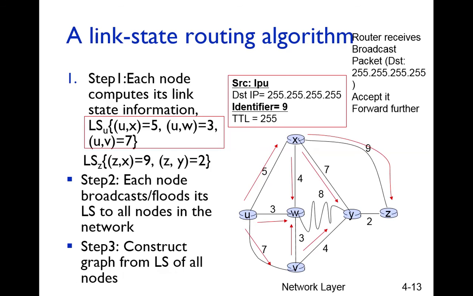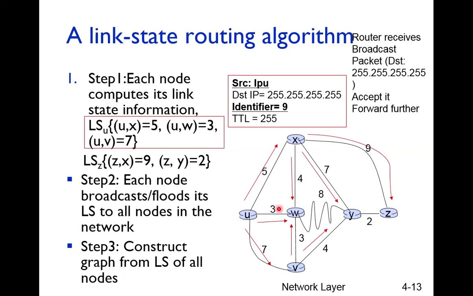Similarly, now you can see that the node W will forward it to its neighbors. So you can see that the link state information of U has reached X, W, V, Y and Z, all the nodes in the network. So there are two steps. The first step is that each node computes its link state information, and then each node broadcasts its link state information to all the nodes. So we have just shown how the link state information is broadcast by U to all the nodes. Similarly, W will forward its own link state information to all the nodes.